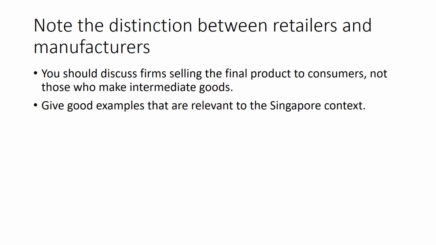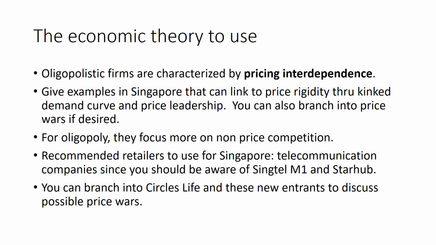Note the distinction between retailers and manufacturers. You should discuss firms that are selling the final products to consumers. That's what retailers means. Sometimes don't mix up with firms that sell intermediate goods to other firms. These will be more manufacturers. Give good examples that are relevant to the Singapore context. I'll give you some examples later on.